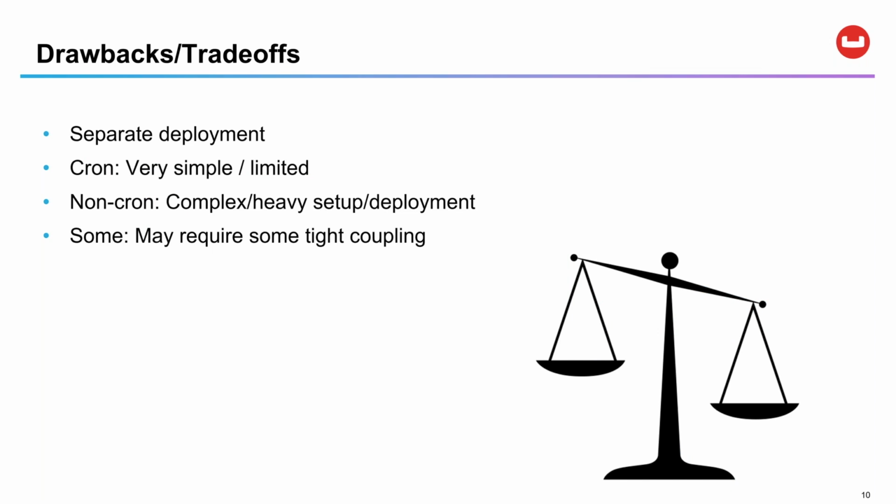is that in both cases, you have separate deployments. So a separate thing apart from your ASP.NET application to get those background processes running. With Cron, it's very, very simple, straightforward, and very limited. And with the non-Cron stuff, it can be very complex and heavy to set up and deploy. And some of them may require you to modify your code and do some tight coupling. So those are some of the drawbacks and trade-offs involved in using those approaches.